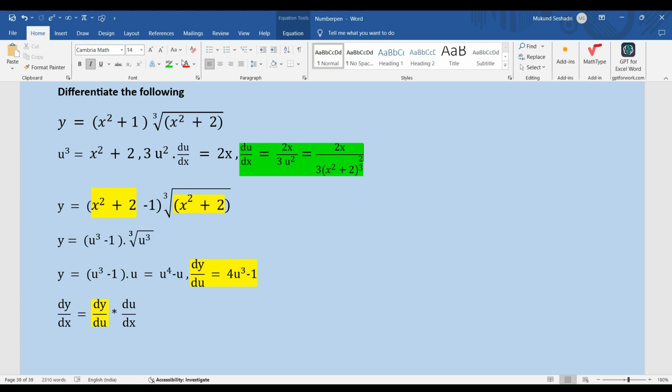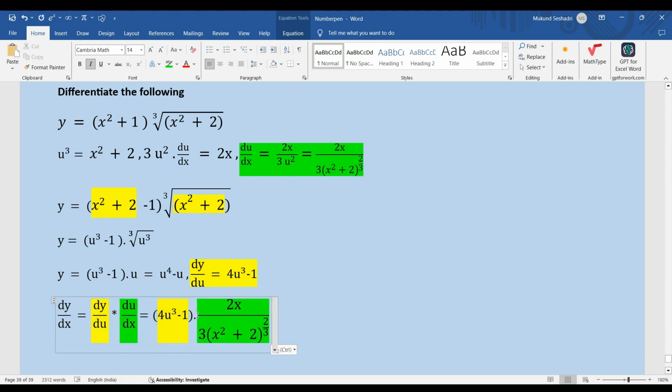So with this, we will move to our final step where we are now familiar with what we need, which is my dy by du and du by dx. So I have my dy by du, which is nothing but my yellow expression, right? Which is 4u cube minus 1. So I pull that out and I copy it into my other expression, which is du by dx, which is the one highlighted in green. I pull that out. I get 2x divided by 3 times x squared plus 2, the whole power 2 by 3.